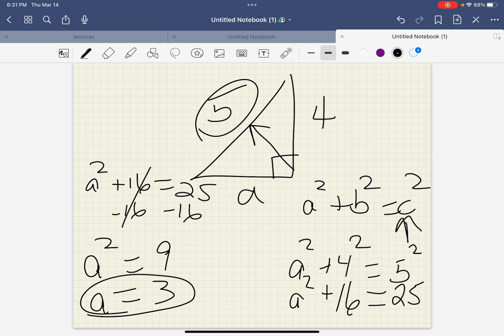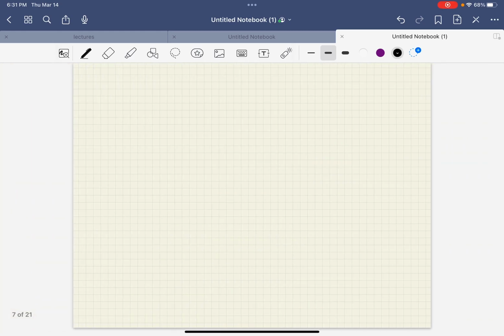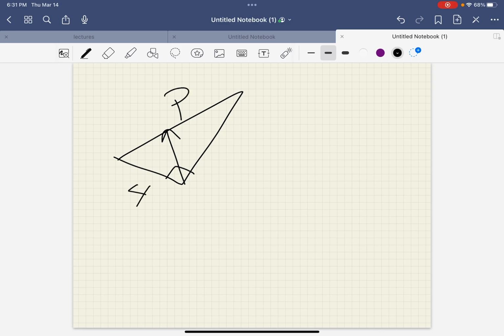All right, next one. Oops. Right triangle, it's laying on its side, so it's like this. Here's the right angle, which means the hypotenuse is right here. That's P. This is 4 and this is 5. Okay, so which one is the hypotenuse?